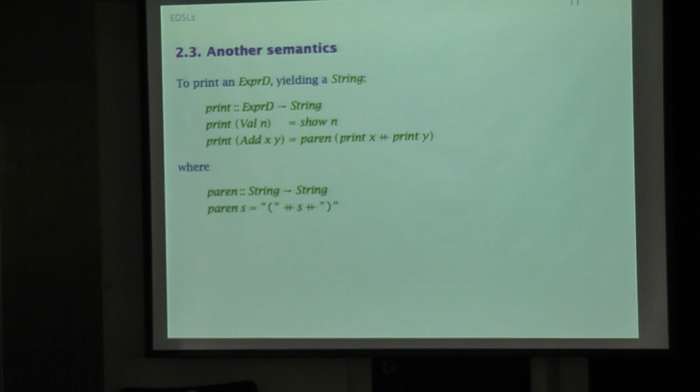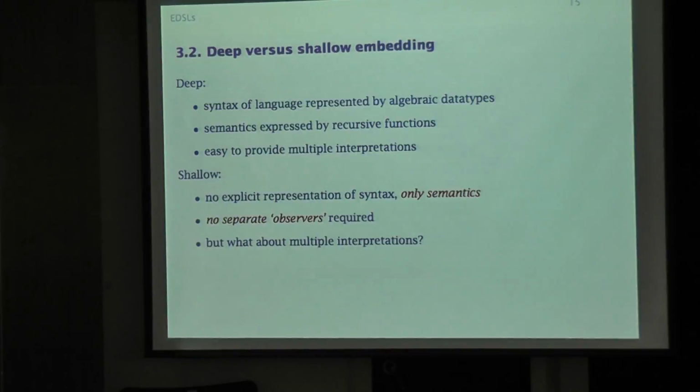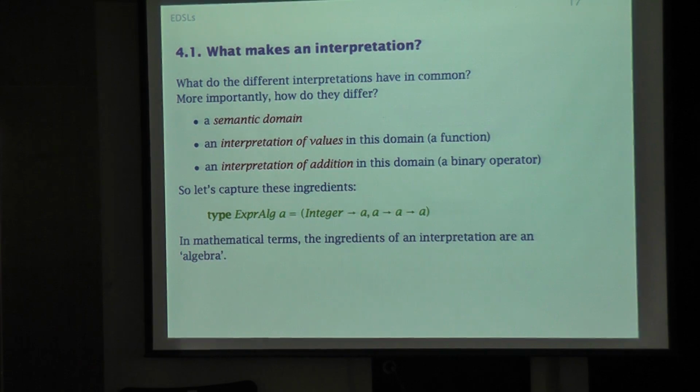Here's the semantics for print. There are two cases, one for val, one for add. In the val case, you have to do something with that integer. And in the add case, there are two recursive calls on the two sub-expressions, and you have to do something with those two results. So there are commonalities there, and the idea is to express that commonality without getting bogged down in the differences. So the commonality of these three things here: a semantic domain, an interpretation of values, and an interpretation of addition.